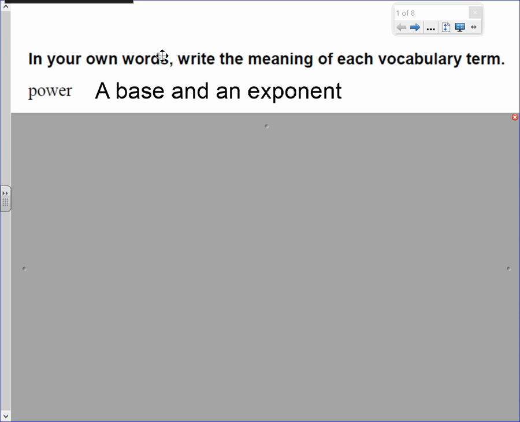Write that definition. It's a base and an exponent. A base and an exponent. Go and copy that down. A base and an exponent. Please write that down. That's the first word.